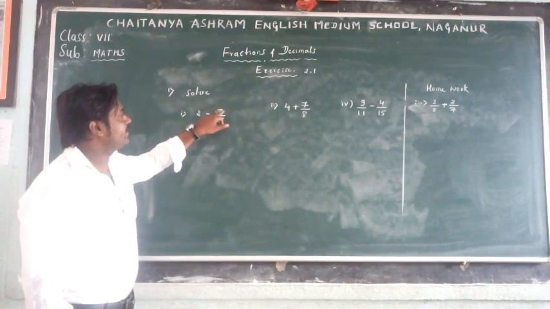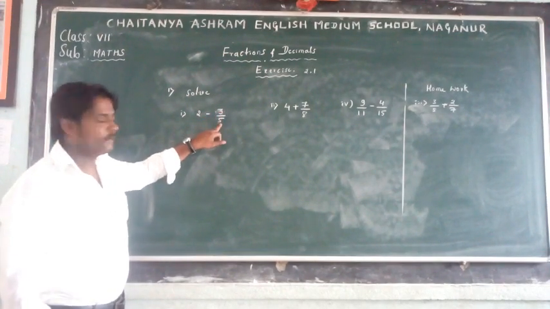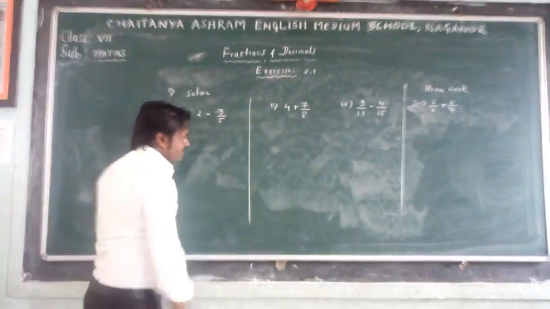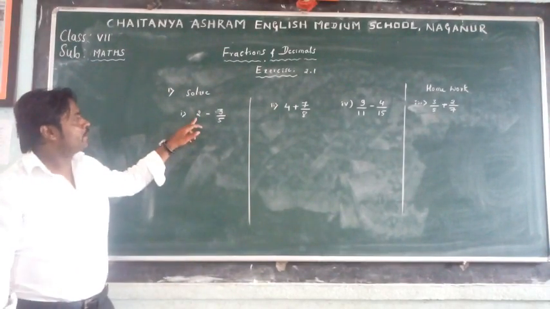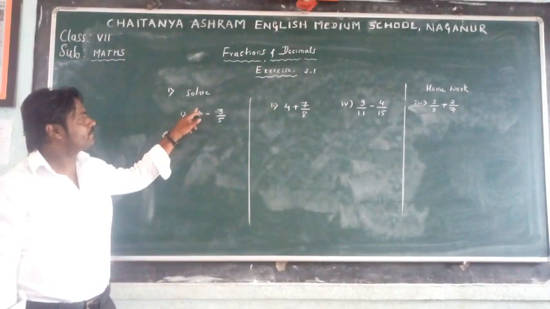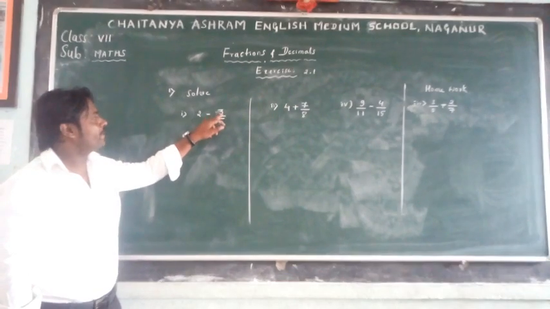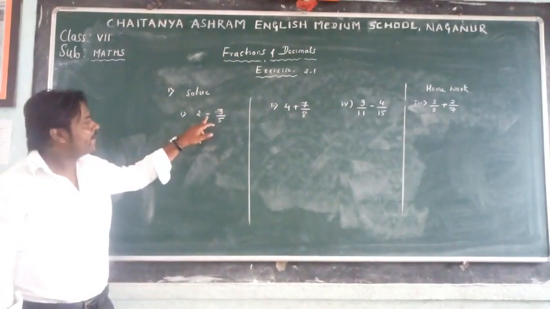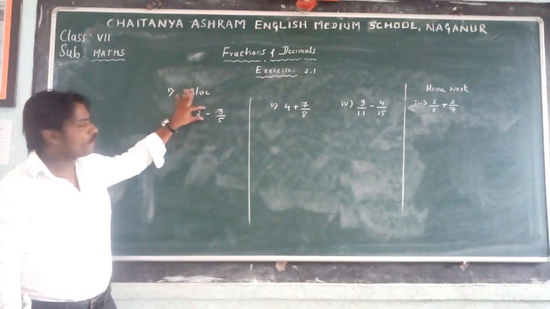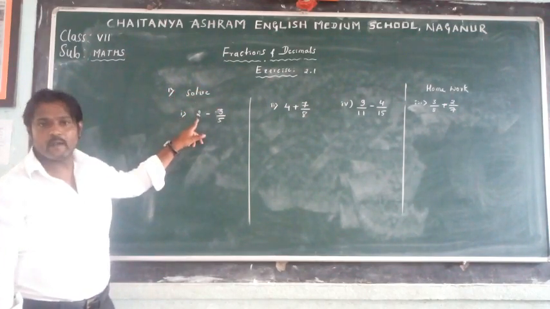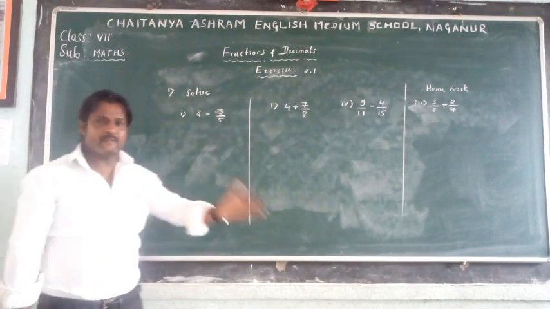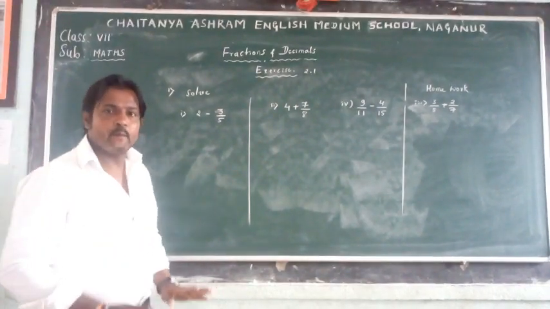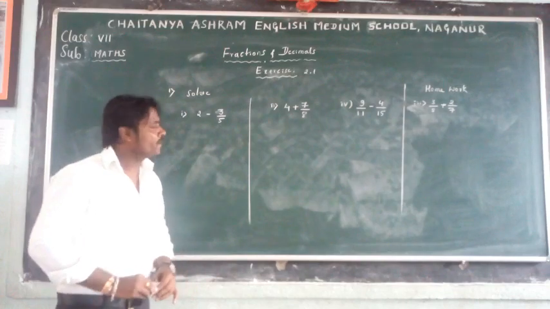2 minus 3 divided by 5. So dear children, this is the case. Here 2 is a whole number. 3 by 5 is a fraction. This is of the type subtraction of a fraction from a whole number. So whatever the type it may be, we follow the same rule.